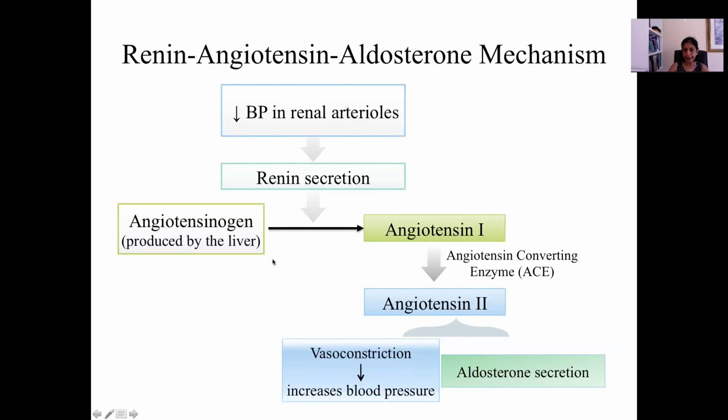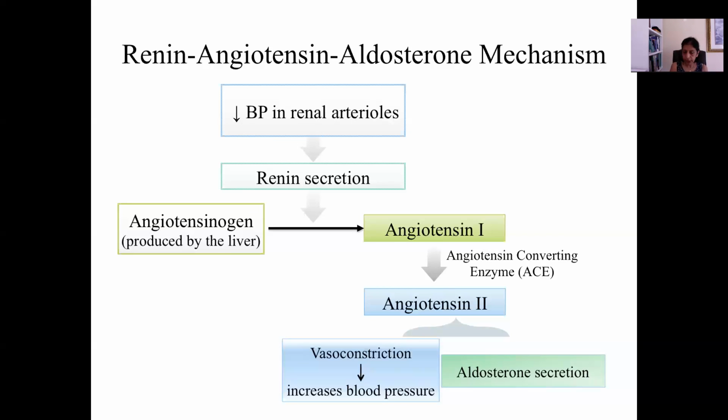Renin then targets a protein, angiotensinogen, that is made in the liver, and converts it into its intermediate form, angiotensin-1. Okay, renin converts angiotensinogen to angiotensin-1. As it circulates in the blood, there is an enzyme called angiotensin converting enzyme, or ACE, that acts on angiotensin-1 to convert it into angiotensin-2.